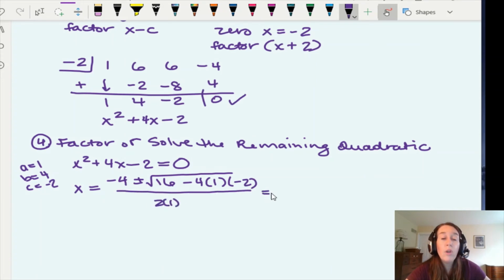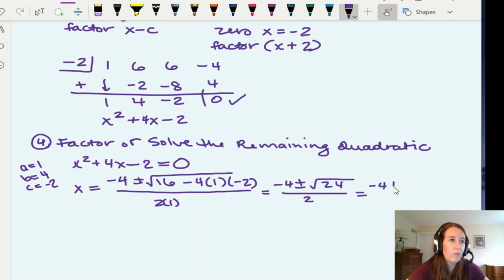Do memorize that quadratic formula because you will need to use it for this type of problem as well as for any quadratics that you have. So -4 plus or minus square root. This is 16, looks like plus 8. So I'm thinking 24 right there over 2. And then we're going to want to simplify if we can. So the square root of 24 looks like 4 times 6 to me. So -4 plus or minus 2 square root 6.